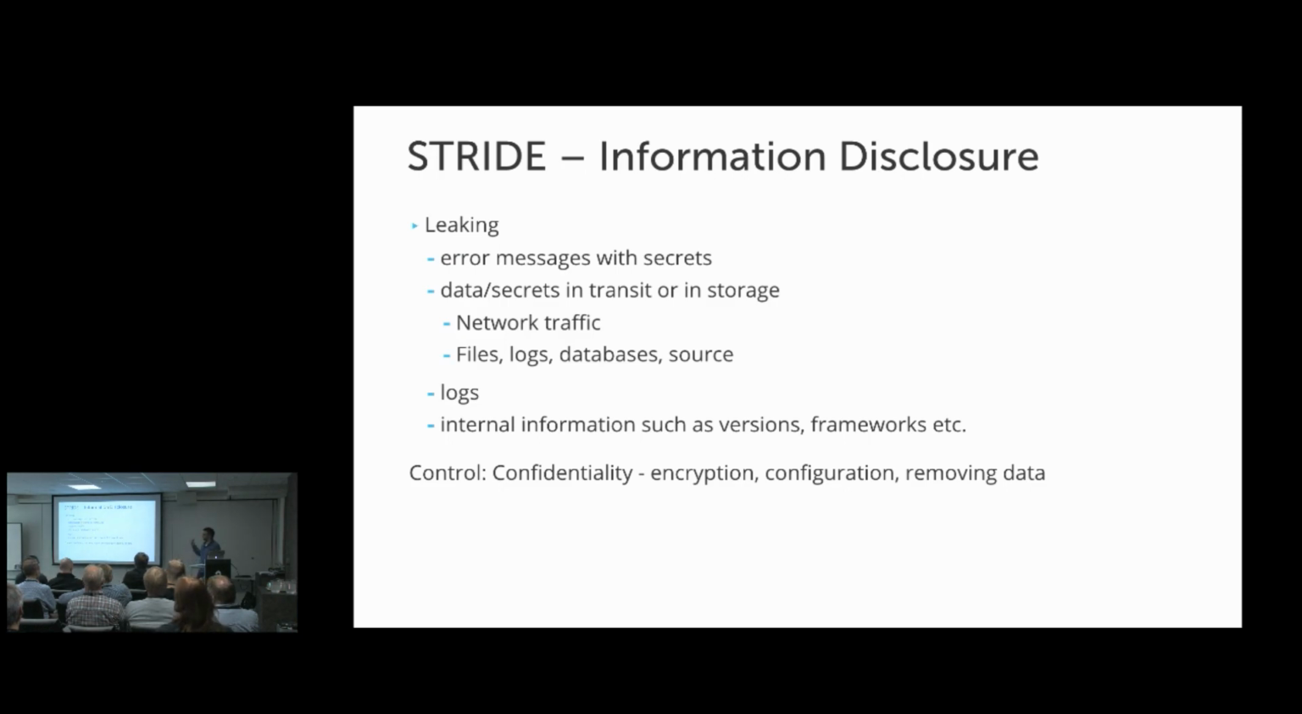A typical example here is also things like accidentally pushing passwords and keys to GitHub. Those will be picked up immediately by someone with less nice reasons for doing it. So in this case, we want confidentiality. We might want to encrypt stuff. We might want to configure our systems so that they don't expose things that we don't want to. We might also want to remove data that we're not needing anymore. And here GDPR and privacy comes in. If we're removing data, it can't be stolen because it's not there anymore.